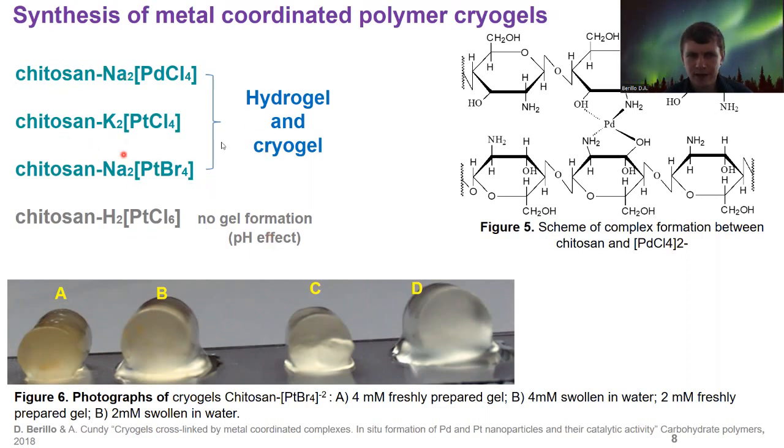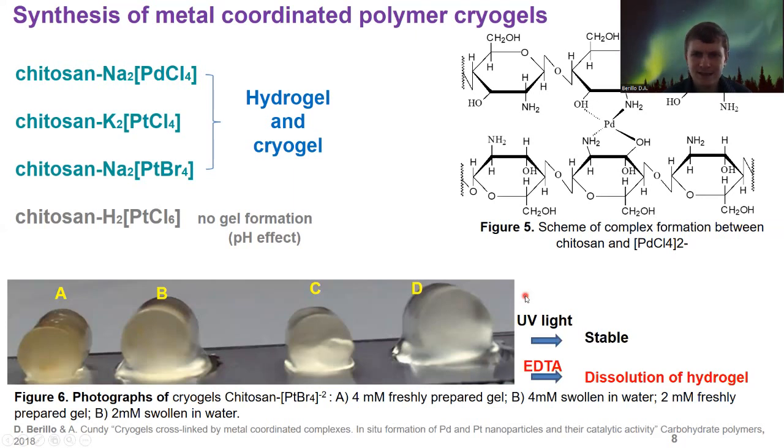But at moderate pH, when hydrazine is dissolved in acetic acid, we have formation of hydrogel, and when we freeze it, we get a porous structure hydrogel. As one can see, this gel can be swollen, and the difference from the gold complex is that these hydrogels and cryogels are stable to irradiation of light, but if necessary, we can recycle these gels by addition of EDTA, and that leads to dissolution of the hydrogel.